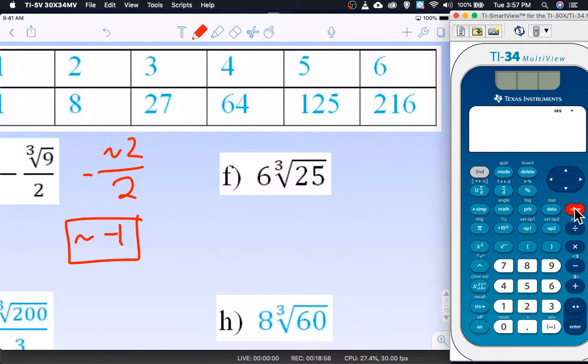Letter F, that is 6 times the cube root of 25, which is about 3.